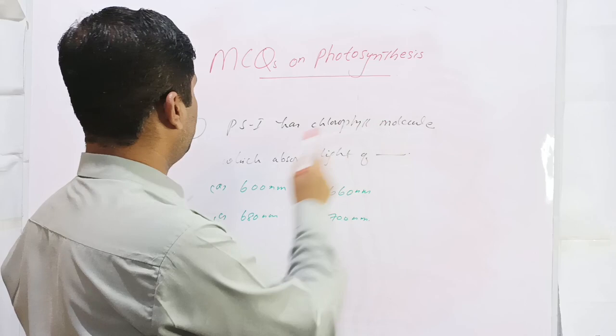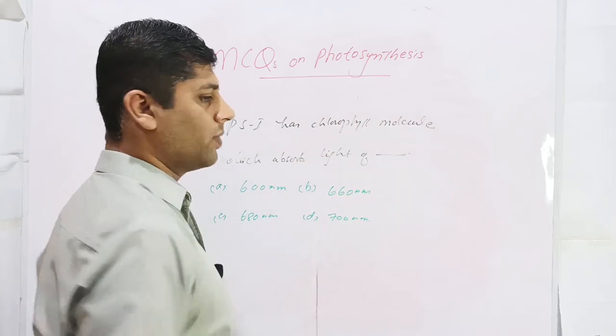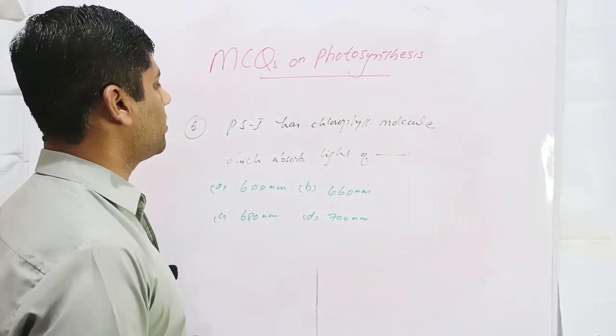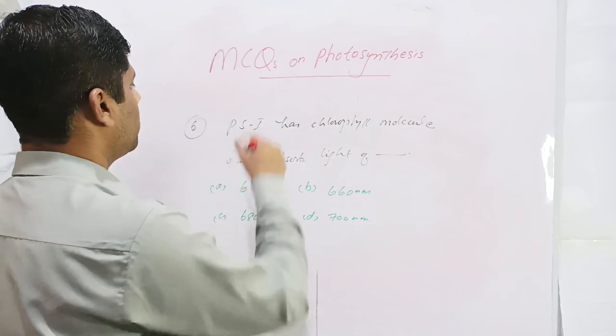PS1 has chlorophyll molecules which absorb light of dash. He is asking about the light wavelength which is absorbed by the PS1. PS1 means photosystem 1.